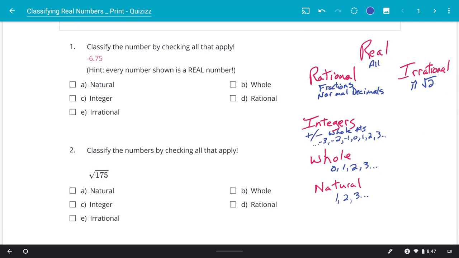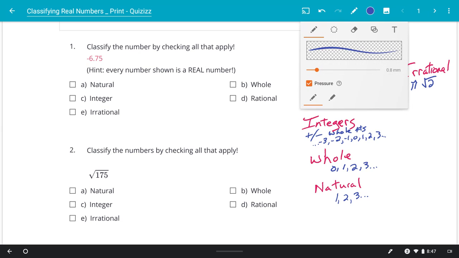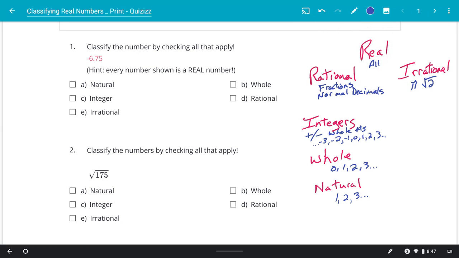All numbers are real numbers. Real numbers are broken into two groups, irrational and rational. And rational is further broken into integers, whole, and natural. And in blue, I put a little refresher for you.